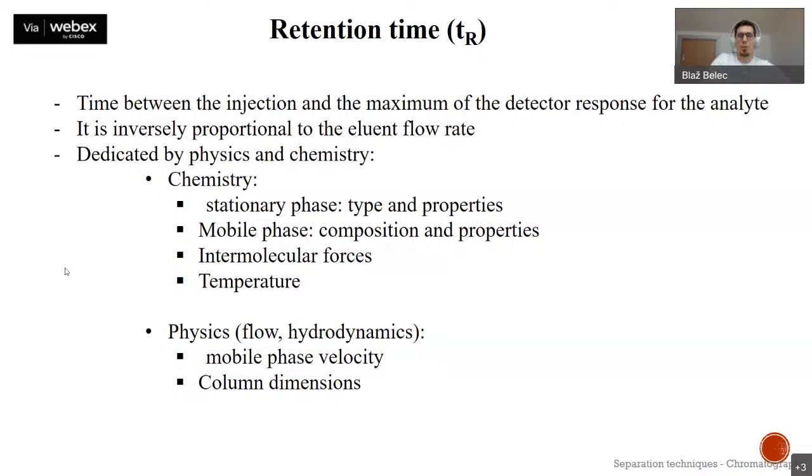It is inversely proportional to the eluent flow rate, and it is dictated by physics and chemistry. By the chemistry, we can get different retention times because of the interaction between the stationary phase and the analyte, and also the composition of the mobile phase, since the mobile phase can pass differently through the stationary phase. This is determined through the intermolecular forces and the temperature. And of course the physics: how fast the mobile phase passes through, the column dimensions, the pressure inside the system, and so on.